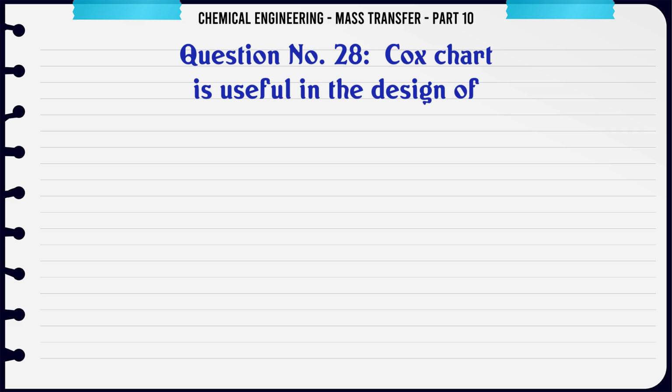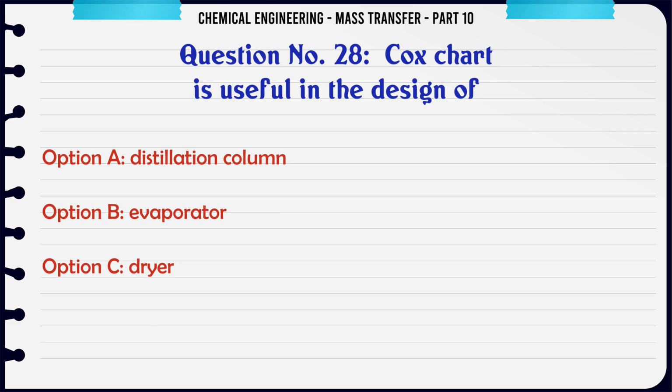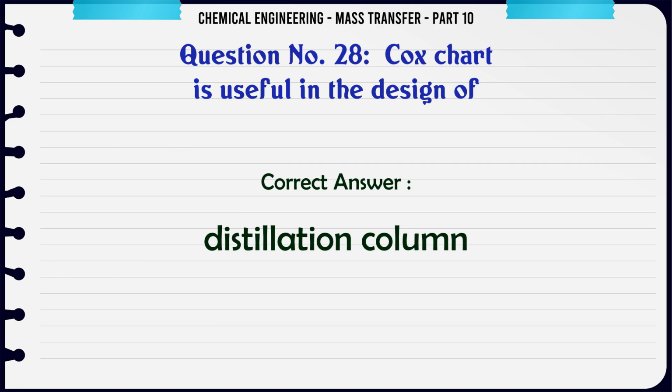Koch's chart is useful in the design of A. Distillation column. B. Evaporator. C. Dryer. D. Crystallizer. The correct answer is distillation column.